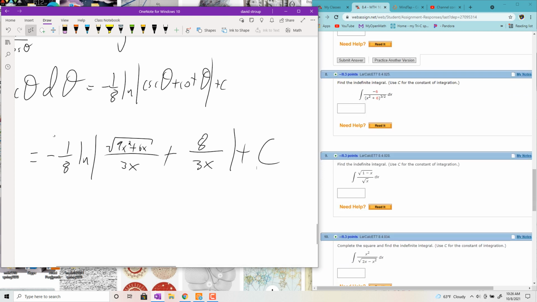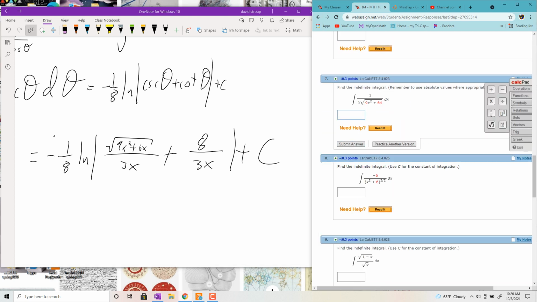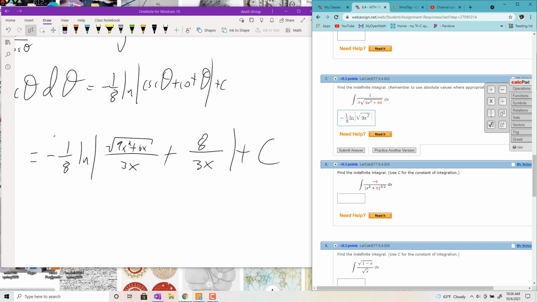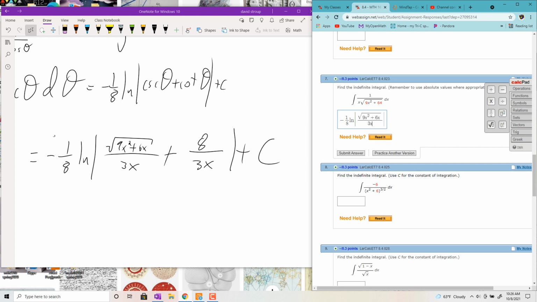Where are you? What was that? Is it this one? Negative 1 over 8 ln, I need absolute values, ln of the square root of 9x squared, this 6x, and then all over 3x, and then plus 8 all over 3x, and then plus c, and then drum roll.